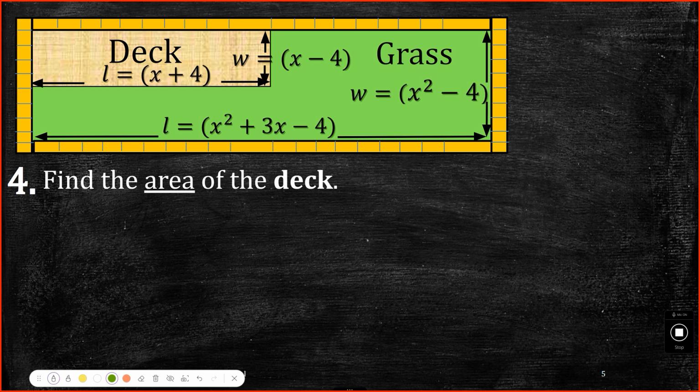All right, let's go. Find the area of the deck. Isn't it right here, the deck up here? Yes, it's a small little rectangle here. So area equals, what's the formula for the area of a rectangle? Length times the width. What is L? We're doing the deck. What's the width? What's the x minus 4?